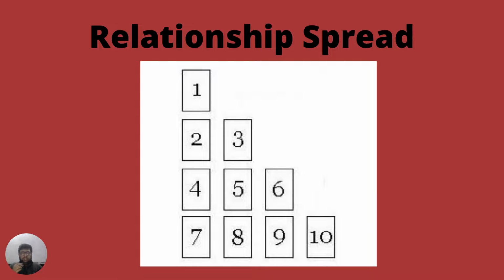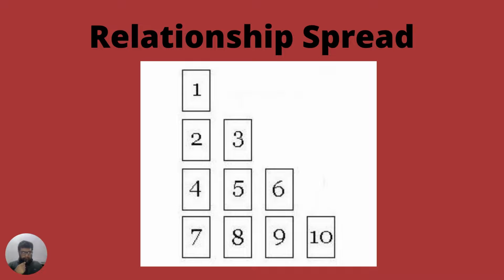Now we have the relationship spreads. It employs 10 cards, and each card in the relationship spread has a different meaning. The first card represents the past history of the relationship. The second card represents your past experience. The first card tells what things happened. The second card tells what your feelings were with respect to the past of the relationship.